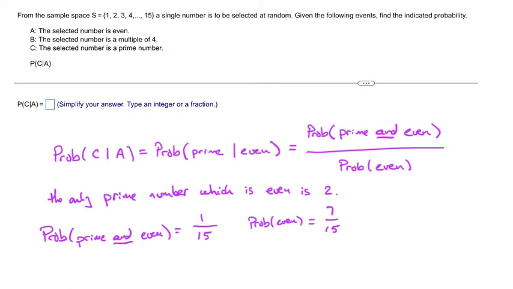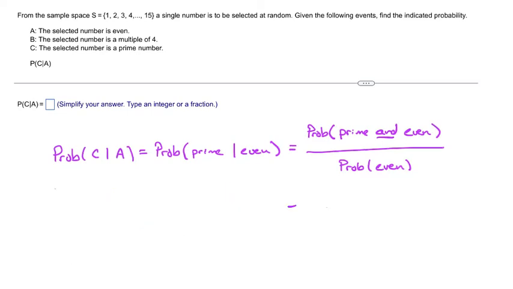And so when we want our probability, our conditional probability that it's prime, given that it's even, that will be equal to our 1/15 divided by 7/15, or 1/15 times the reciprocal of 7/15, so 15 over 7, and our 15s cancel, which gives us a final probability of 1/7.